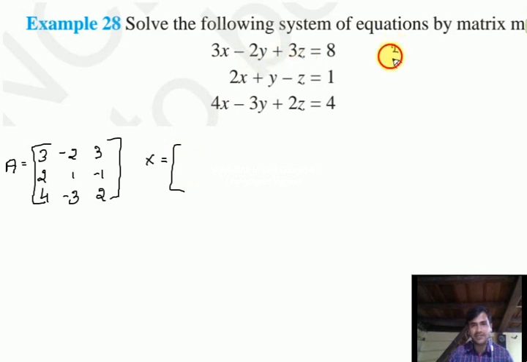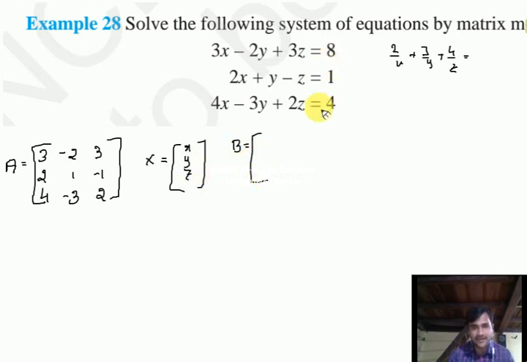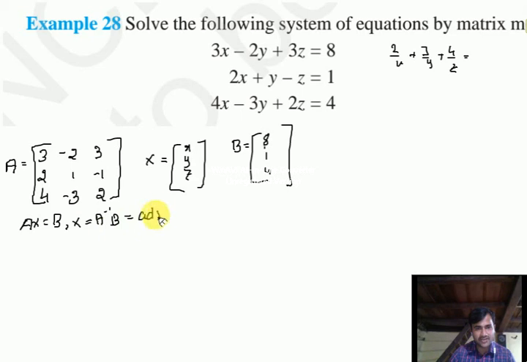Here X, Y, Z are unknown. Suppose sometimes they may give a problem like 2 by X plus 3 by Y plus 4 by Z. Then you need to consider 1 by X, 1 by Y, 1 by Z. Here you need to consider X, Y, Z as the unknown values. Then B is a matrix of constants. Here 8, 1, 4 will be the constants. So immediately after this you need to write A into X is equals to B, or X is equals to A inverse into B. This is equals to A inverse is adjoint of A divided by determinant of A.